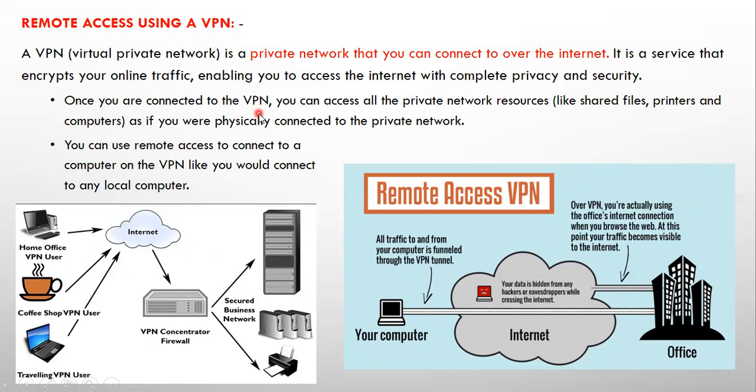Once you're connected to the virtual private network, you can access all the private network resources like shared files, printers, and computers as if you are physically connected to the private network. If you're using a virtual private network to access the office network, you can access all files, printers, and computers. You can use remote access to connect to a computer on the virtual private network like you would connect to any local computer. It is as if you are running on a LAN, a local area network, but you are running it through a virtual private network.